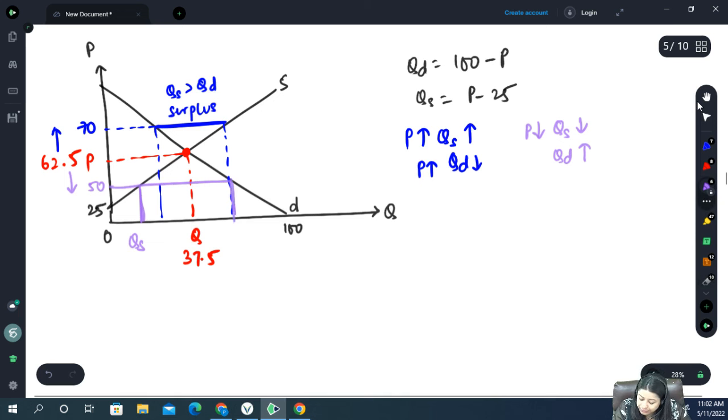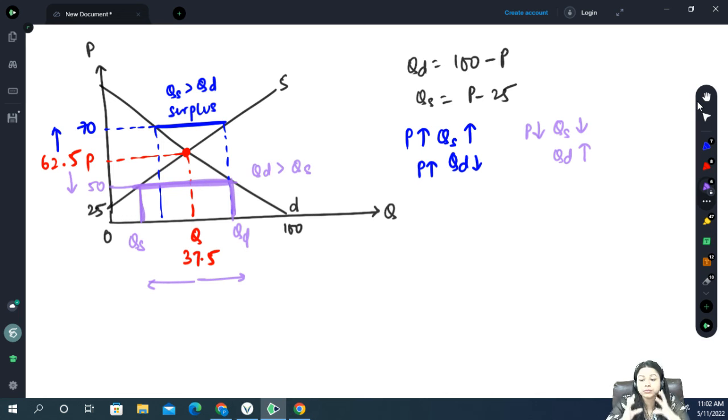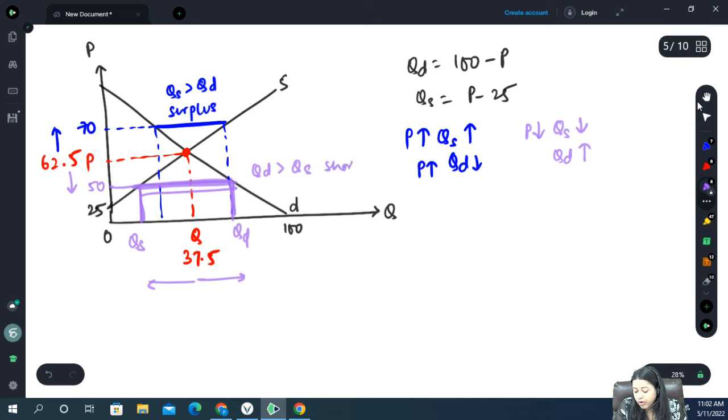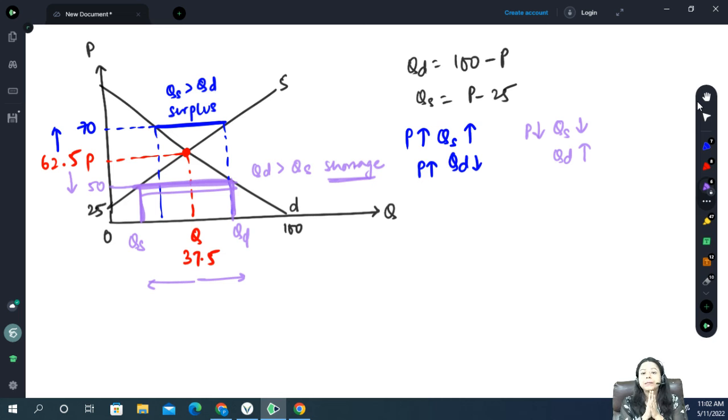So here now, this is my new quantity supplied, and let me just quickly remove this. And this is my quantity demanded. So here the quantity demanded has increased, quantity supplied has decreased. So now this gap what we see over here is where we have quantity demanded more than the quantity supplied. So the demand for the policies is more than the supply. Clear? So in this case, this situation is known as shortage of policies. So shortage.